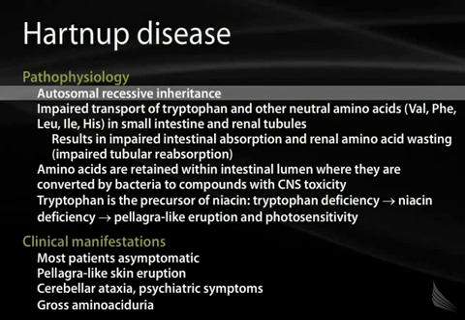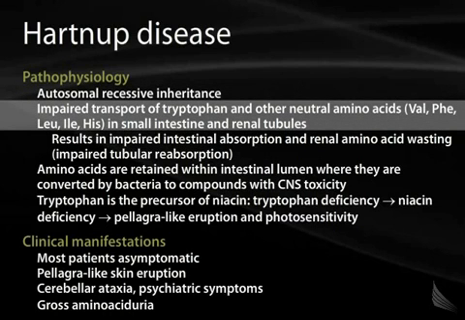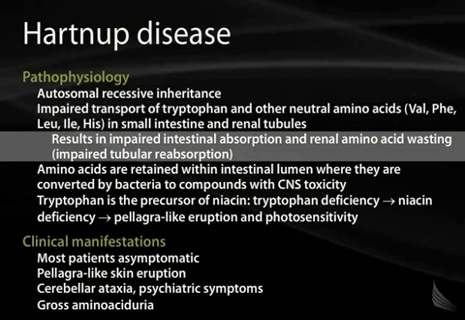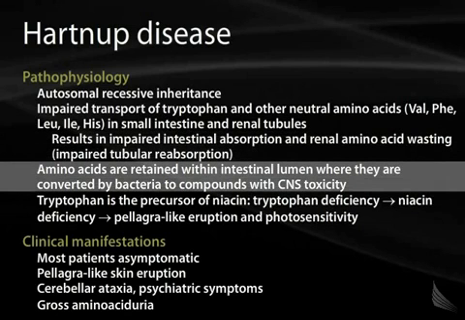Hartnup disease is an autosomal recessive inherited disease. There is impaired transport both in the renal tubules and in the small intestine of tryptophan and other neutral amino acids, such as valine, leucine, histidine, etc. This results in impaired intestinal reabsorption as well as aminoaciduria. Because of the defects in transport, amino acids are retained within the intestinal lumen. Bacteria present in the intestine can break down these amino acids and form substances that are toxic to the central nervous system, which are reabsorbed. This is one of the clinical manifestations of Hartnup disease.